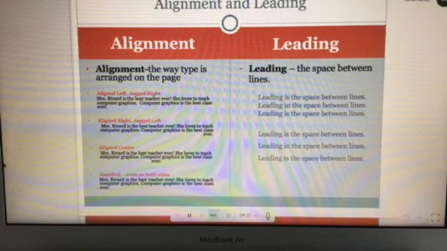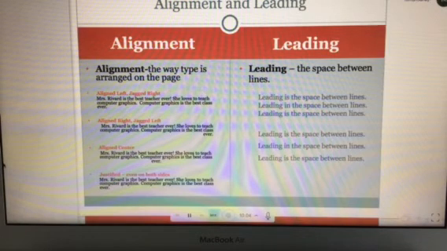Leading is defined as the space between lines. Take a look at the examples on the right-hand side of this slide. In the first example, you'll notice that the sentence "leading is the space between lines" is much closer together. In the second example, you'll see that the same 3 sentences have a bigger space in between each line. This is what is considered leading. Simply put, the space between lines.